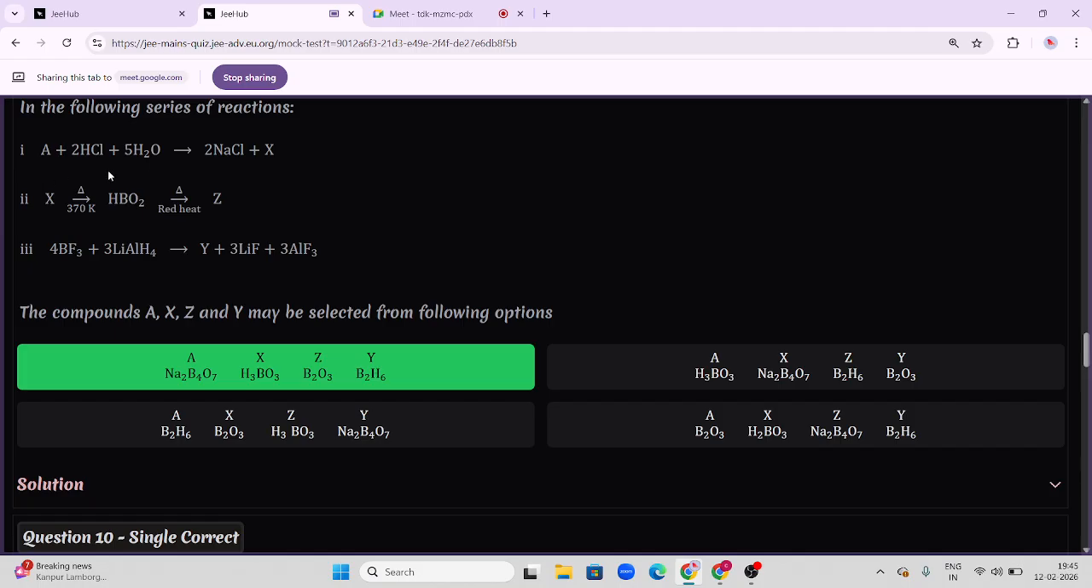When you take borax, you treat it with HCl. I said it would be forming boric acid. The reverse reaction also I told you. Boric acid plus NaCl will form borax here. So the formed one is boric acid here. Boric acid upon heating forms HBO2. What is the name of HBO2?